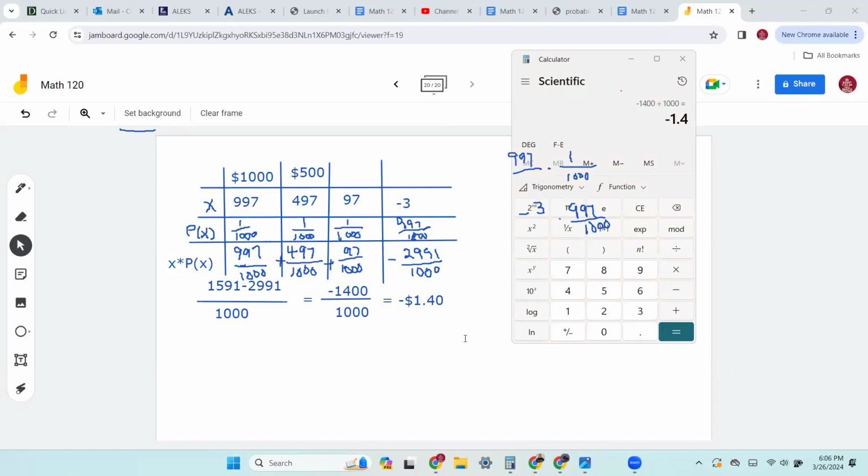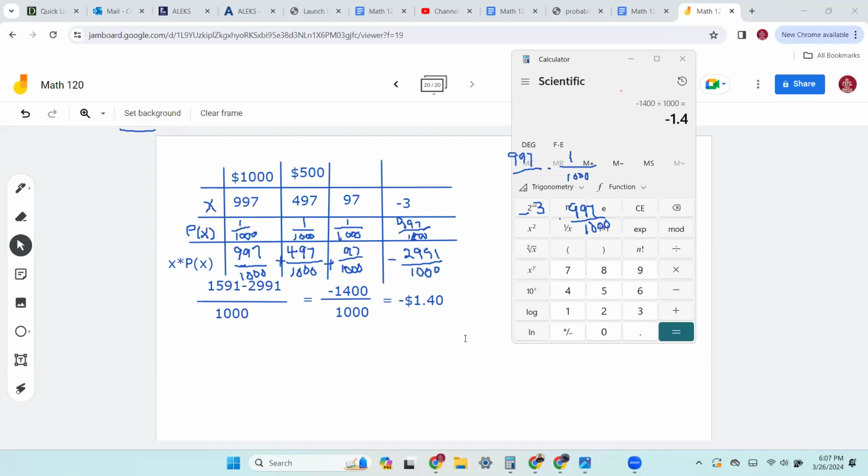So what does that mean? Because there's no way to win $1.40, or there's no way to lose $1.40. You're going to lose $3 regardless, because you're paying $3 to play. And then you could possibly win the $997, $497, and $97.